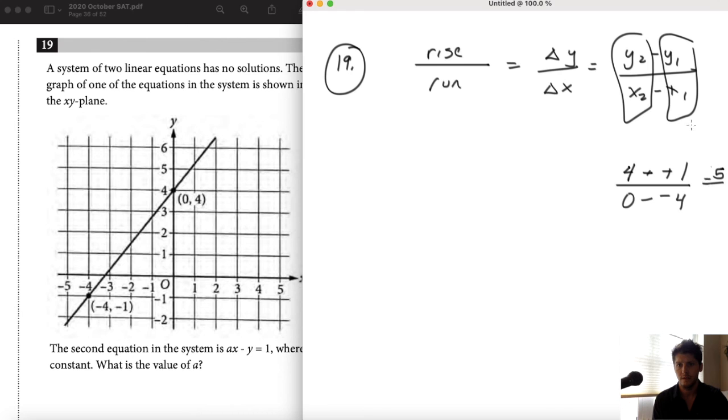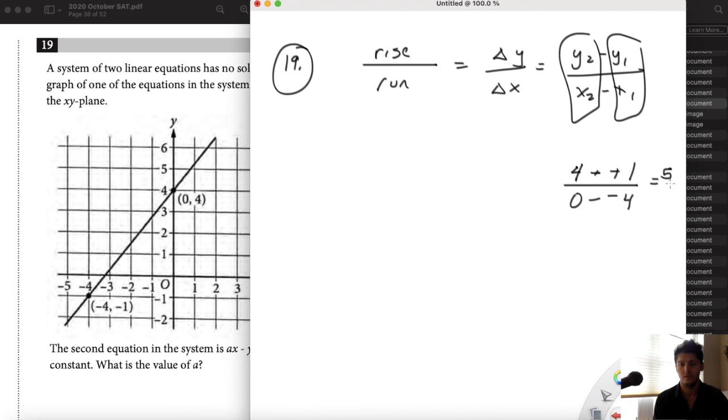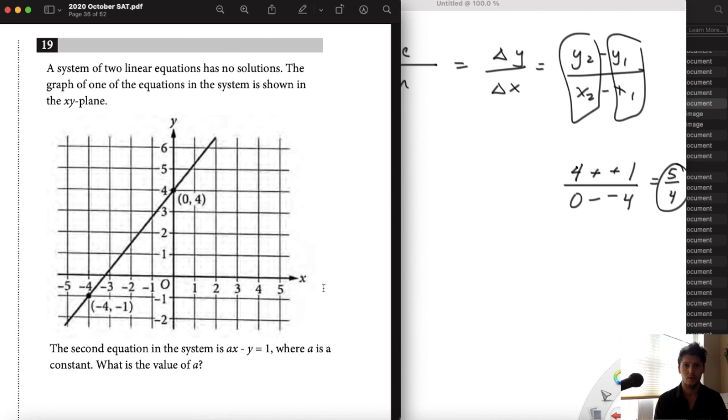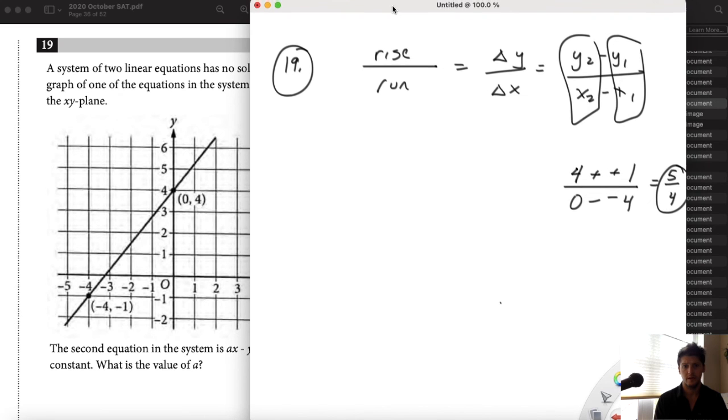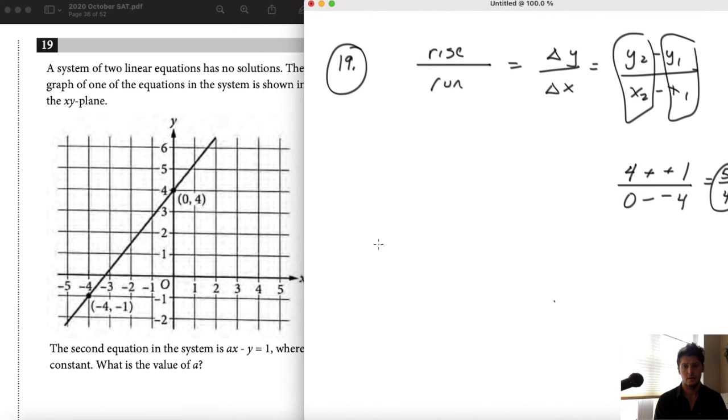This 5, I'll put a little bit further away so it doesn't look like it's -5. That's +5 and +4. That's the slope. The other equation has to have that slope too. Let's set it up in the form where we would know stuff about slope. So for instance, the other equation is ax minus y equals 1.